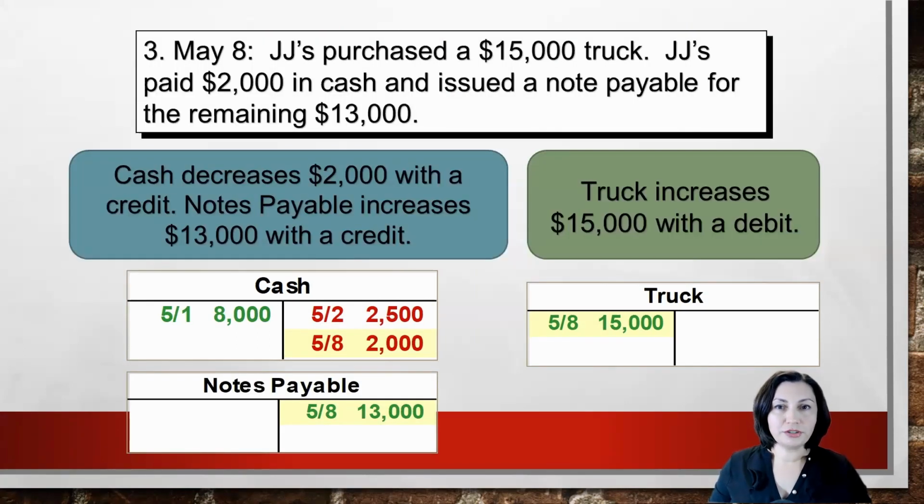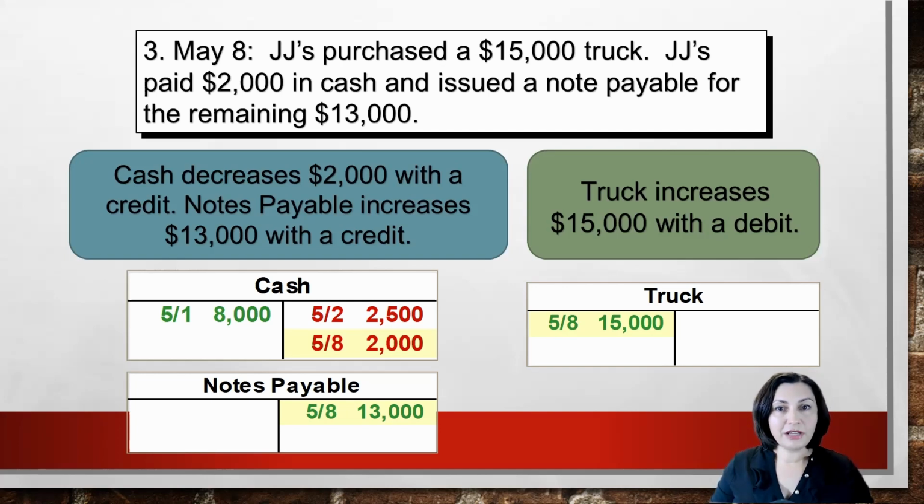J.J.'s Lawn Care purchased a truck, paying $2,000 cash and signing a note for the balance of $13,000. The truck account is an asset. An increase in an asset account is shown with a debit. First, you need to calculate how much to record in the truck account. Since we paid cash and signed a note, the total to record in the truck account is $2,000 plus $13,000 is $15,000. The cost of the truck, $15,000, is placed on the debit or left side of the ledger account.